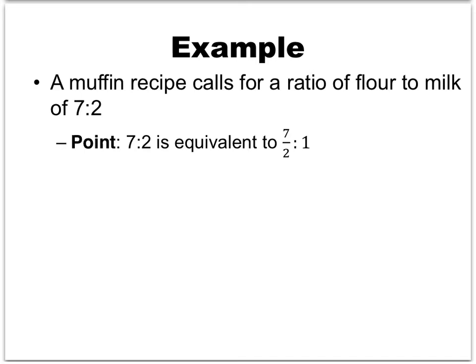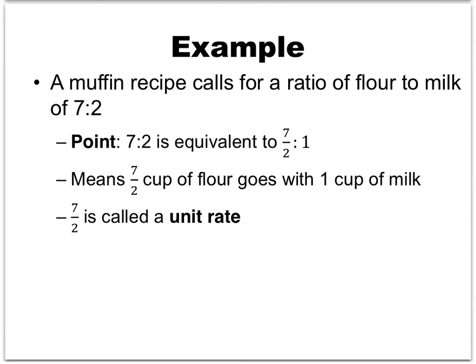In that ratio table that we just set up, in one column we had the ratio of 7:2. In the next column we had this ratio of 7/2 to 1. So those two ratios are equivalent. So this right here, we're starting to see the connection between a ratio and a fraction. So this equivalence, or this second ratio of 7/2 to 1, means that 7/2 cups of flour is going to go with 1 cup of milk. So this fraction 7/2 is called a unit rate.